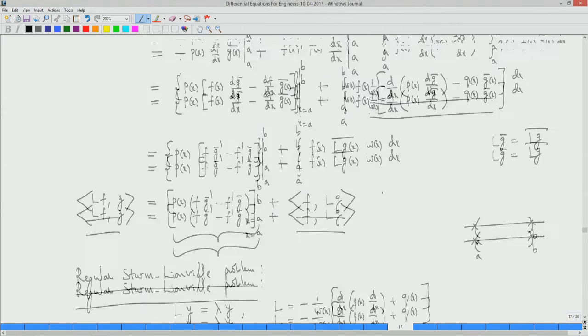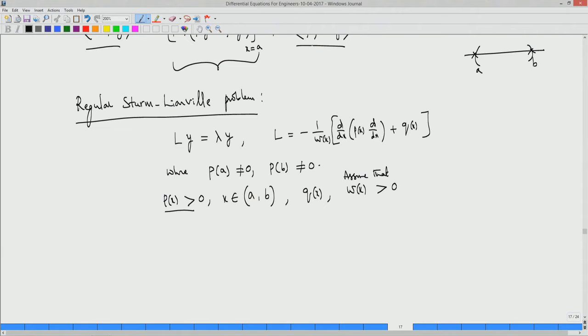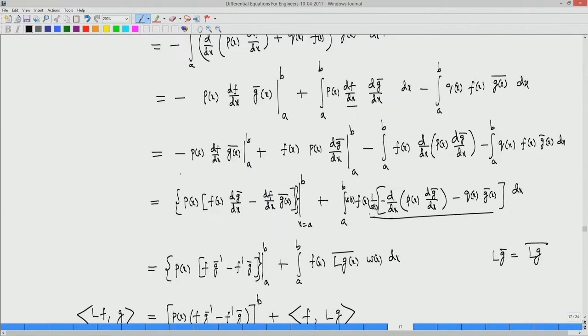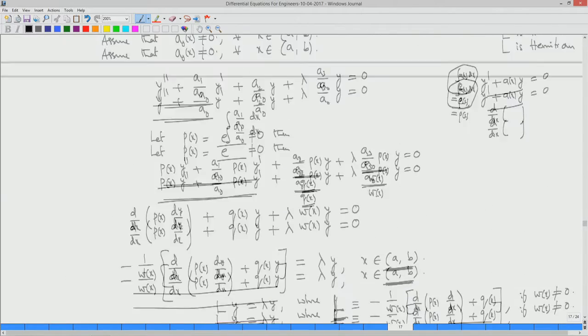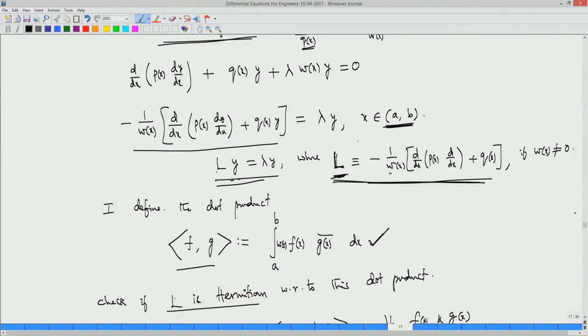The reason is, if W is negative, what happens to the dot product? If you look at the dot product which you defined, when you take g equal to f, you have the integral of f squared into W(x). You always want the dot product to be a positive quantity, but that is going to be negative if W is negative. So for that reason we always assume that W is positive. For all such differential equations, we always assume that A3 by A0 is a positive function, and that is your W.